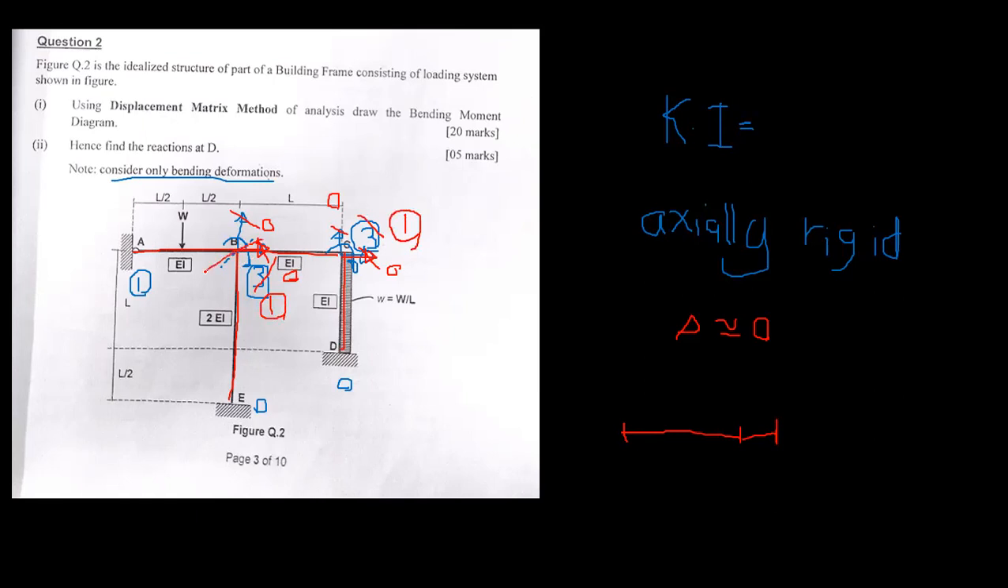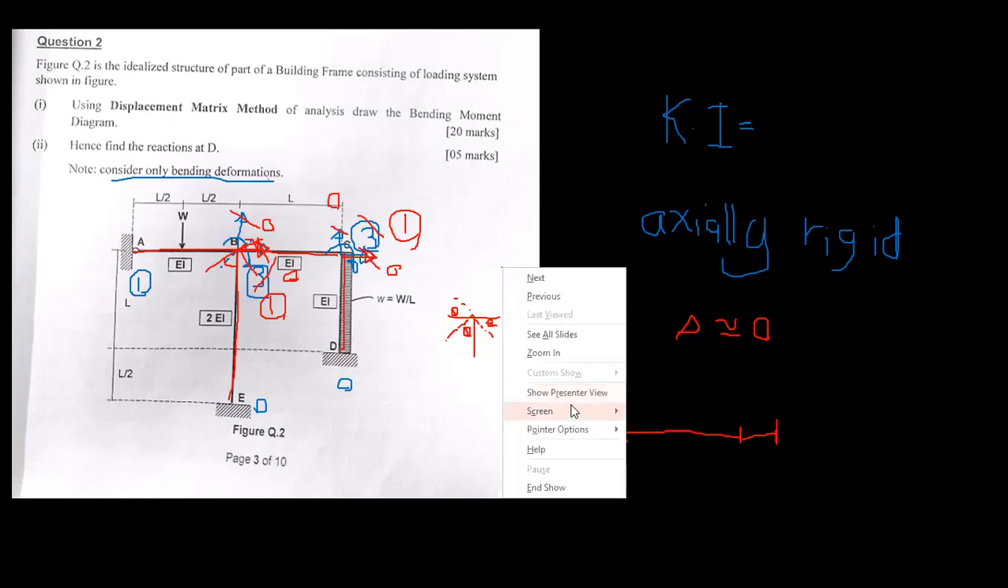Because if you know this rotation, it is exactly equal to the other rotations, because this joint is rigid. So if it is going to rotate theta, it keeps its shape, so it is theta, theta, and theta. So okay, now we are okay, and we can go ahead.